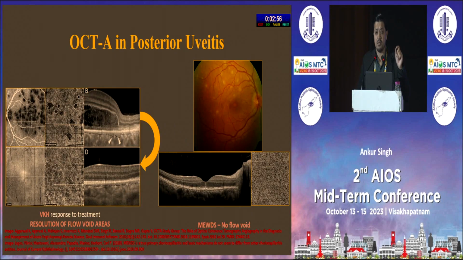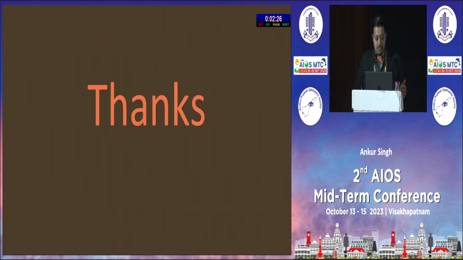OCT angio can also look at the choriocapillaris. These flow void areas in the choriocapillaris in VKH, and resolution of these flow void areas, can mark the time where you can stop the treatment in this patient. At the same time, we know that there are multiple white dot syndromes. So OCT angio can delineate, by looking at the choriocapillaris, whether this is multiple evanescent white dot syndrome, because this white dot syndrome does not affect the choriocapillaris. So do an OCT angio in MEWDS and you will not find any flow void areas. Okay.